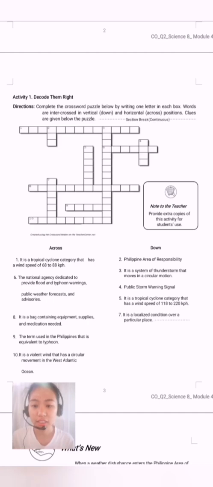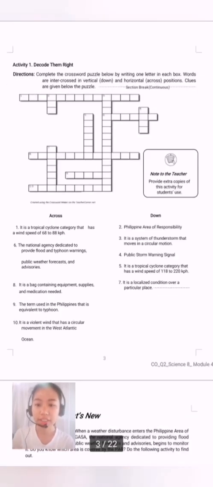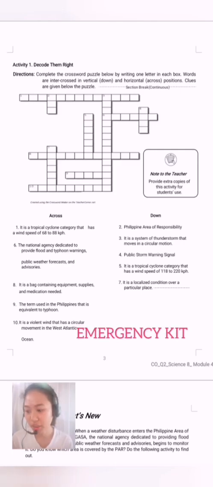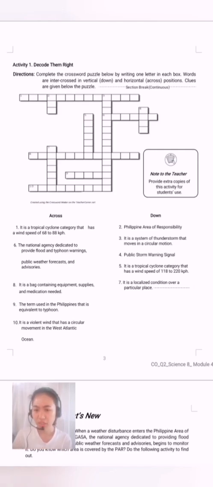So next is 8. Let's proceed to number 8 in your module, Activity 1. It is a bag containing equipment, supplies, and medication needed. Number 8, what do you call a bag containing equipment, supplies, and medication needed? So, the answer is emergency kit. Emergency kit.